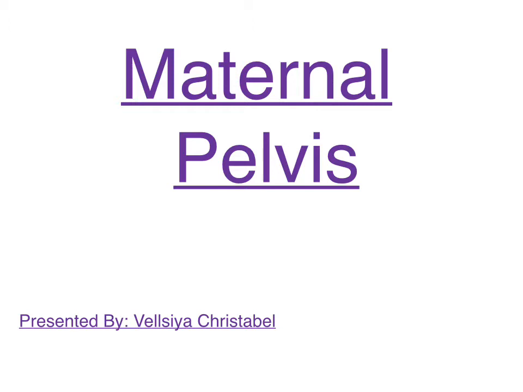The pelvis also takes the weight of the sitting body through the ischial tuberosity. So, the pelvis affords protection to what? To the pelvic organs and, to a lesser extent, to the abdominal contents. So, these are some of the features of the maternal pelvis.